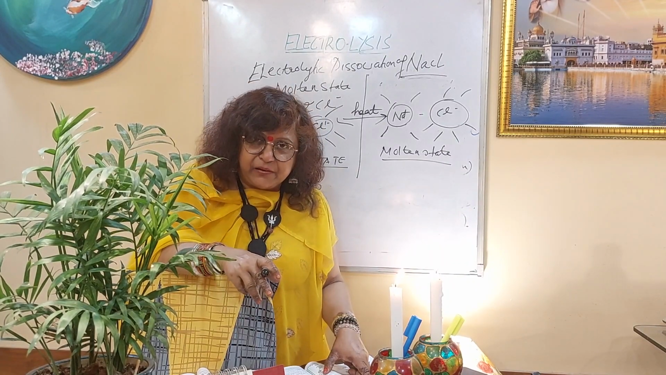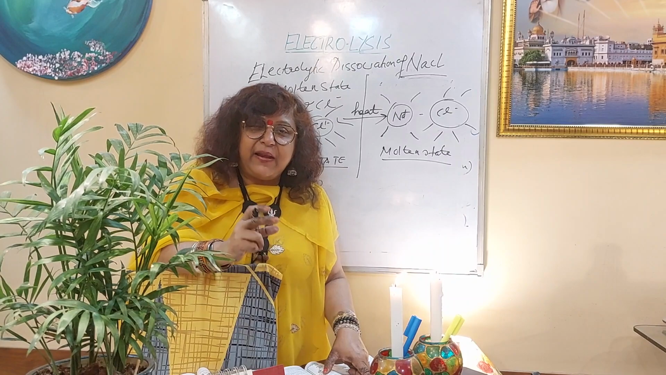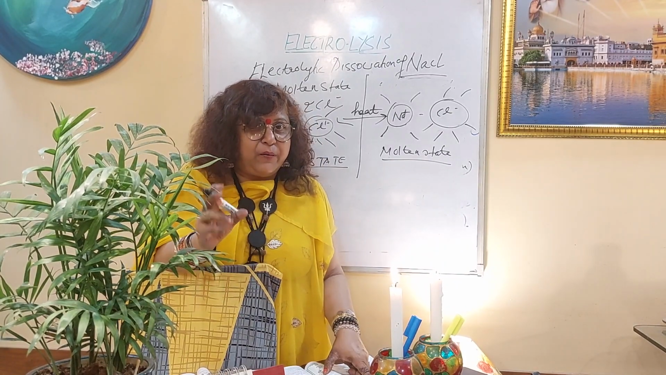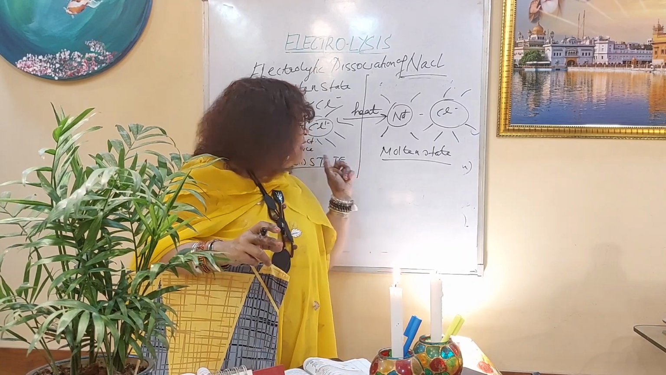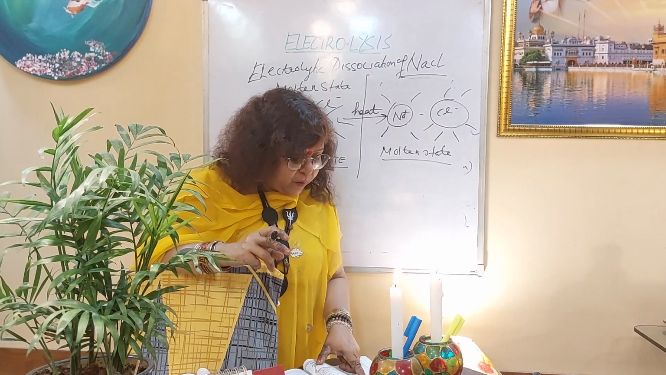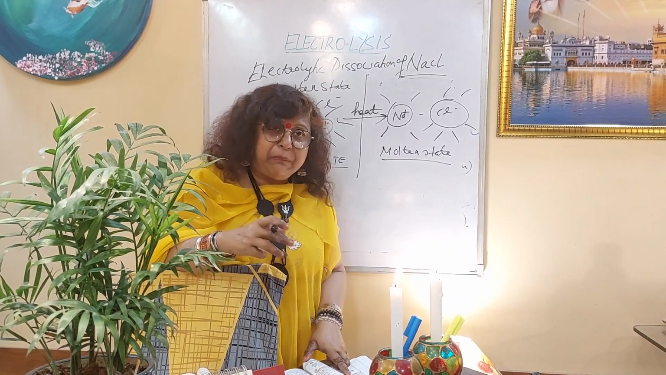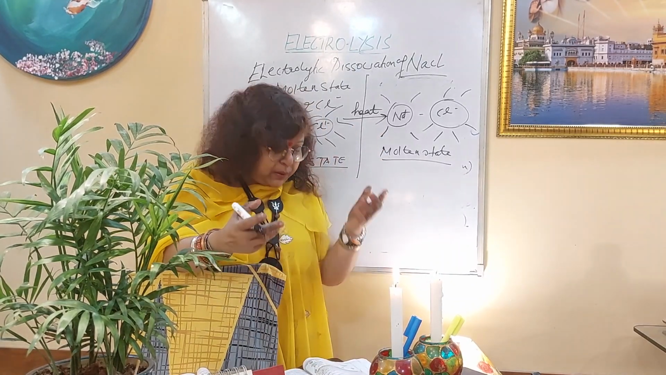A very, very important question: explain with a diagram how molten sodium chloride is a good conductor of electricity. This diagram should be given for that. Now, the next question in relation to this will be what happens in the aqueous state, that is, with water.